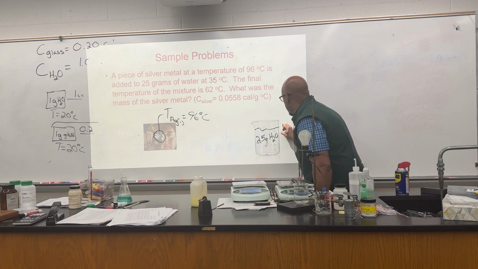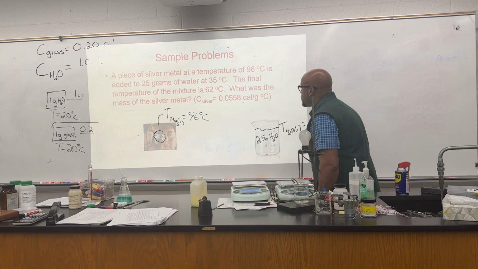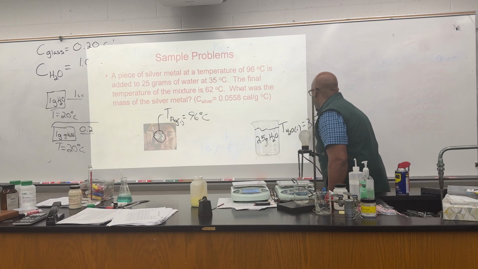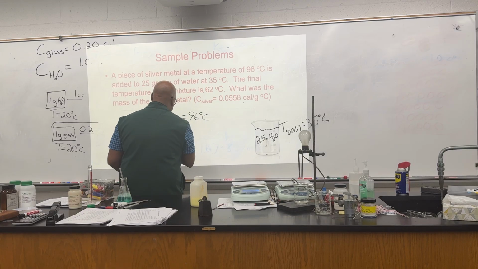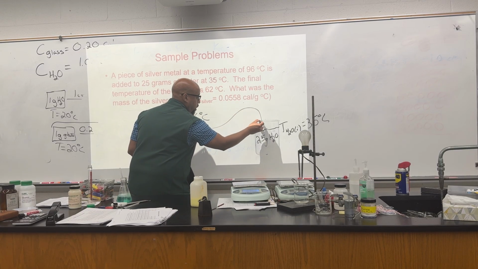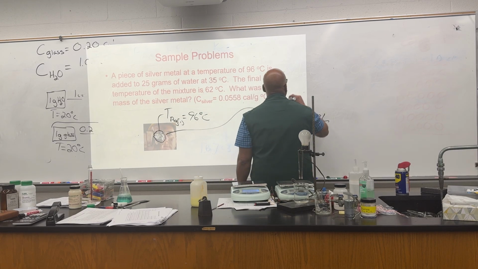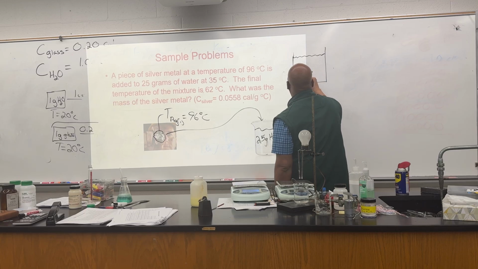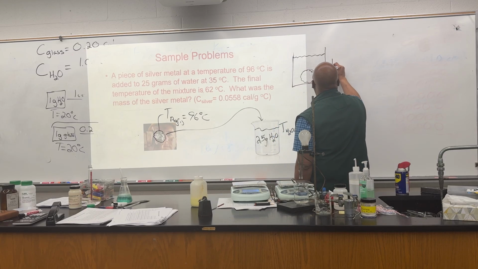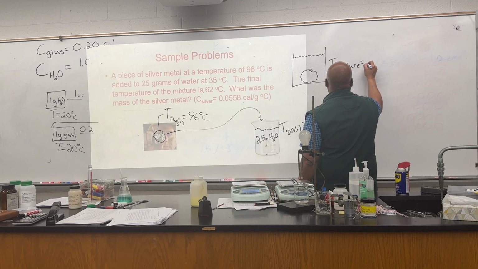I'm gonna do this right here. Temperature of H2O initial happens to be what we got right there, 35 degrees Celsius. Now what we're gonna do is take the silver and plop it right into that water. So here goes my beaker, and here goes my water and my silver added together. And we simply said the temperature of the mixture is gonna be a final temperature of 62 degrees Celsius.